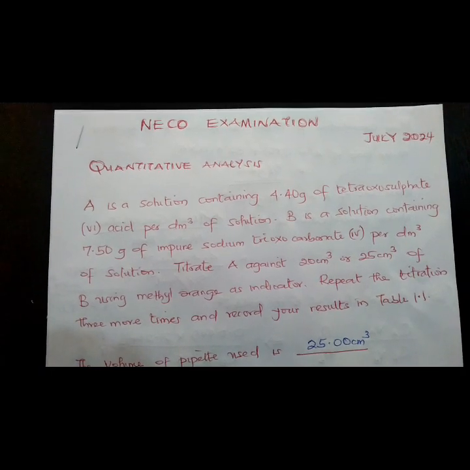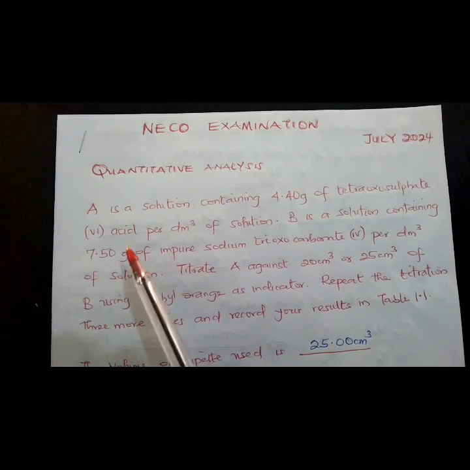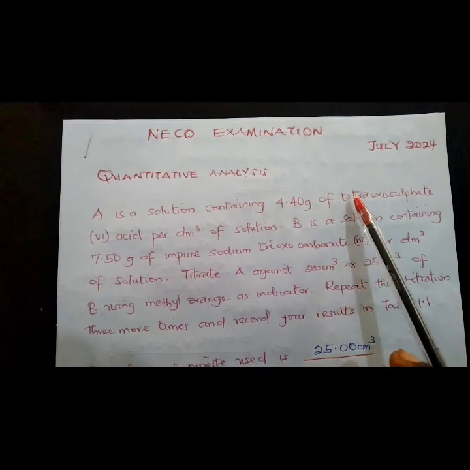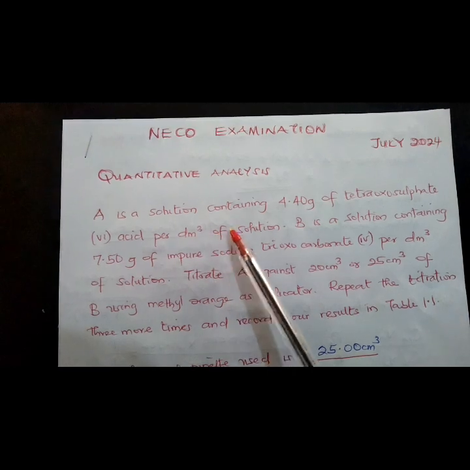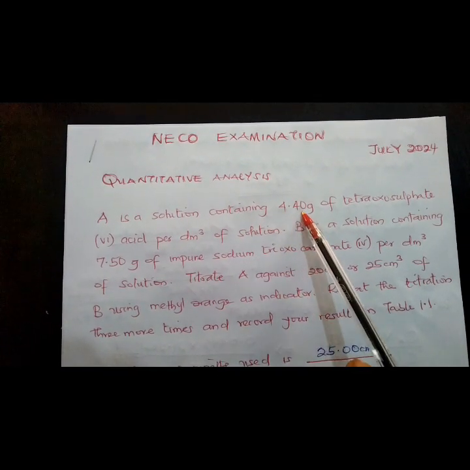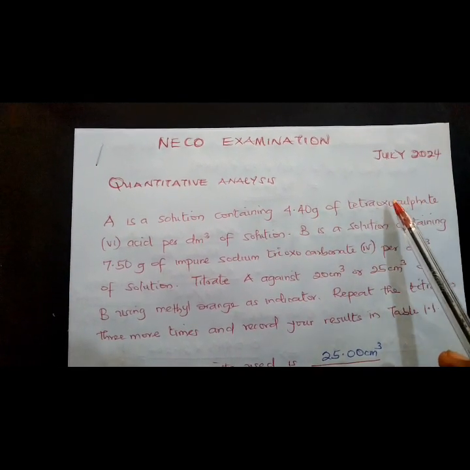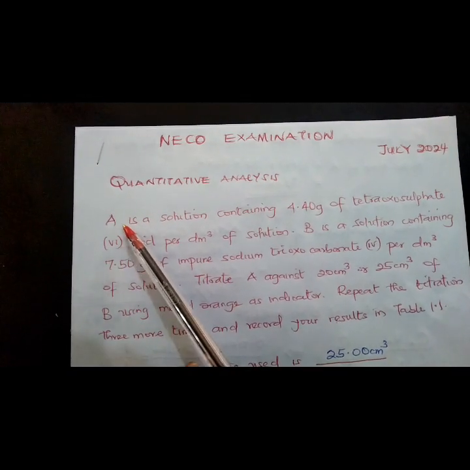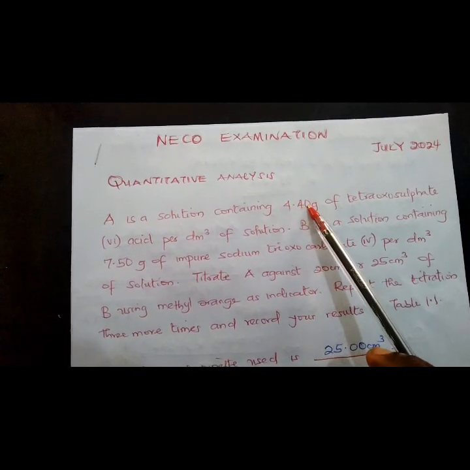Okay, so that's the titration that happened, and this is the calculatory aspect of it. Now the question says A is a solution containing 4.40 grams of tetraoxosulfate 6 acid per dm cube of solution. When you see a question like this, with the mass written as 4.40 gram of tetraoxosulfate 6, it is telling you that tetraoxosulfate 6 is the acid, that's the solution, that is A, and the mass of that acid, or A, is 4.40 gram.